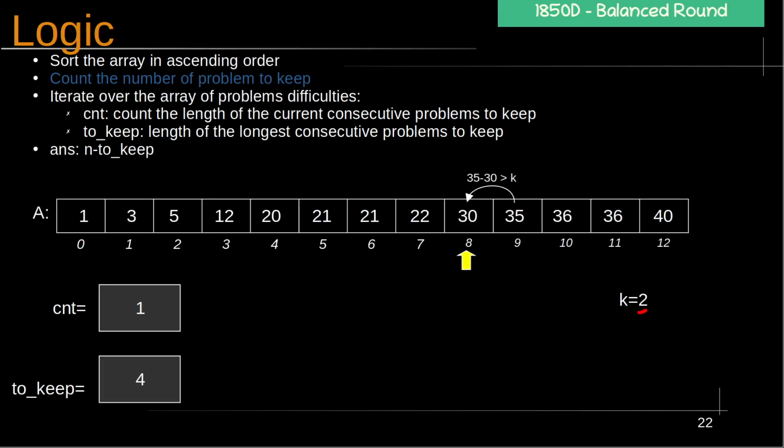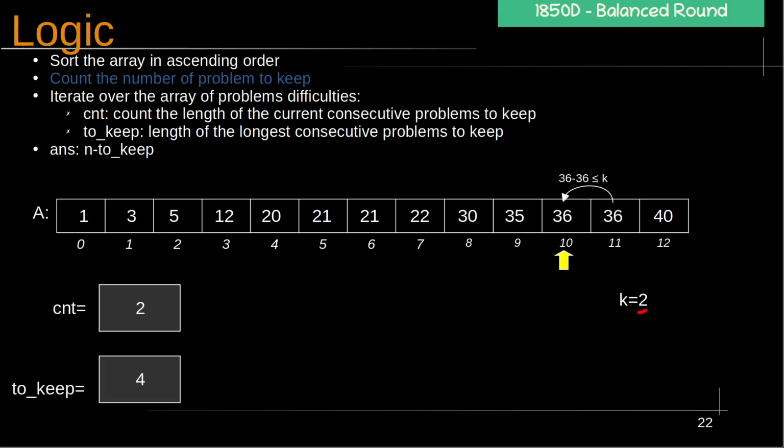30 and 35, no, are not balanced. 35 and 36, they are balanced. So we have a set of balanced problems of length 2, 25 and 35. So we update the counter to 2, as you see, from 1 to 2. We go to the next problem.